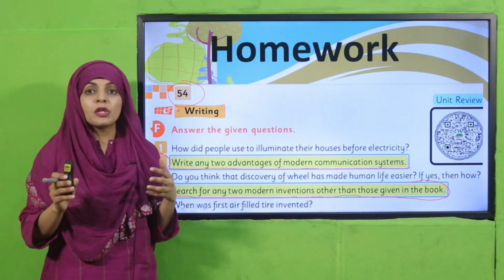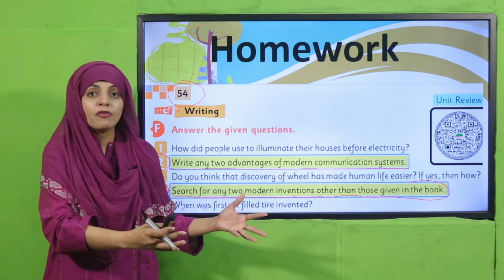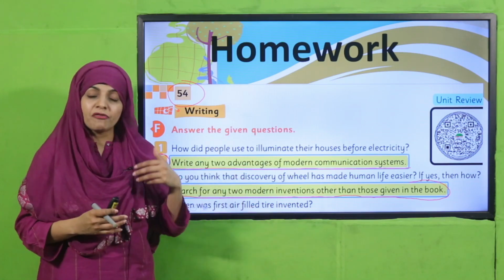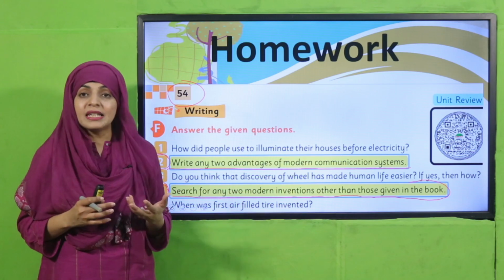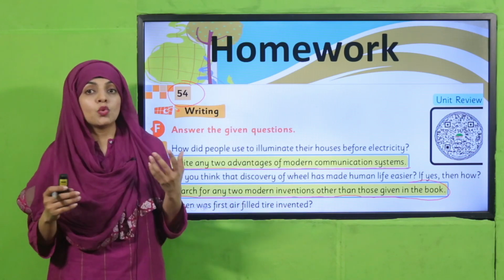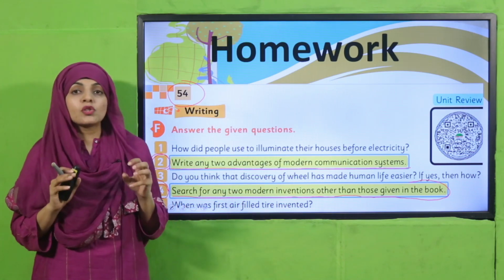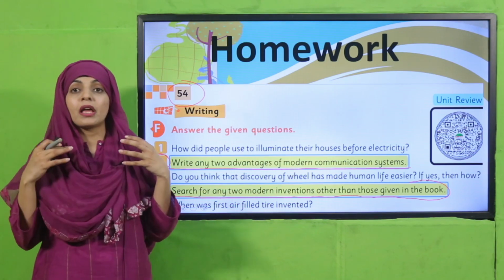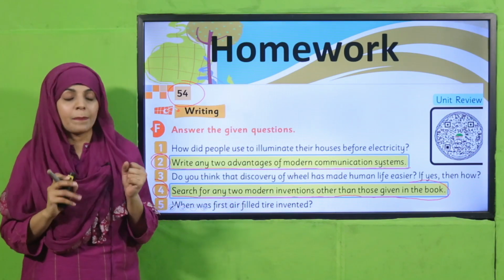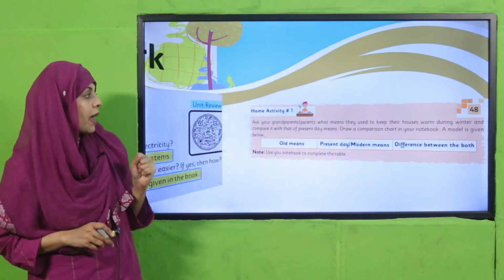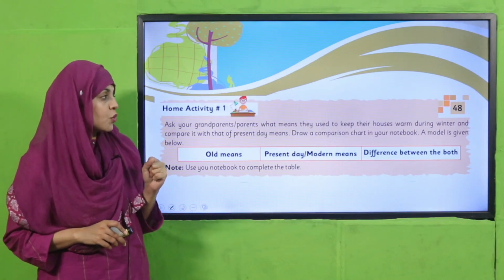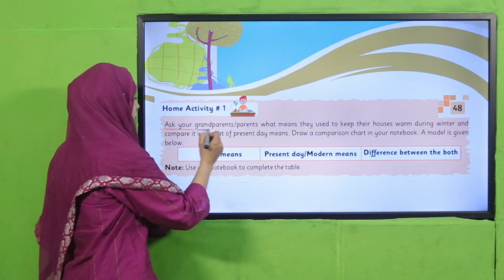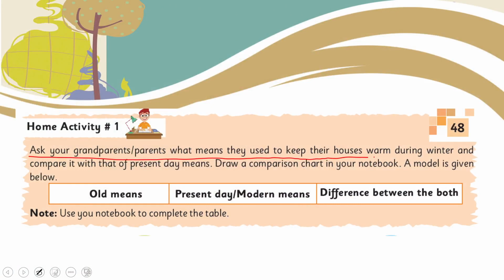In older days, people used to keep themselves warm with the help of wood, or they used to light up the fire. And nowadays they have proper heating system like heaters to keep them warm. So my dear students, this is how you can write about different inventions which we are using today. So this is your homework, and another home activity number 1 that you will do is ask your grandparents what means they used to keep their houses warm during winter and compare it with that of present day means. Draw a comparison chart in your notebook.